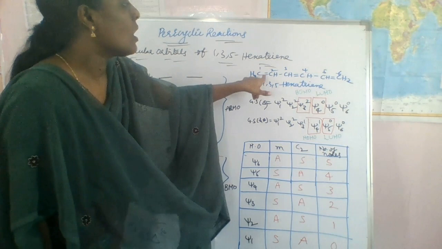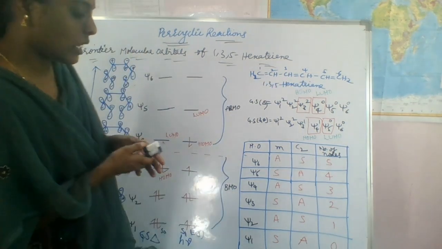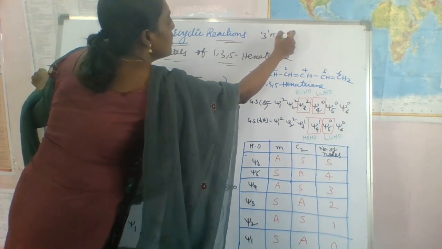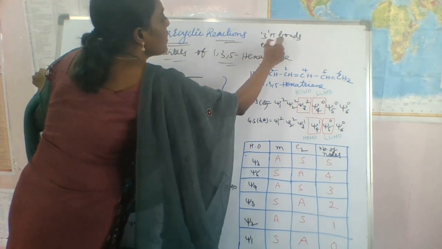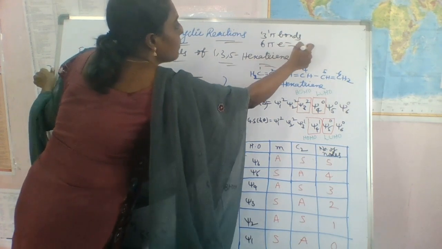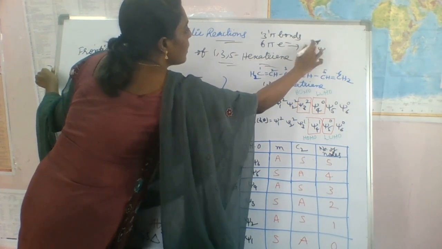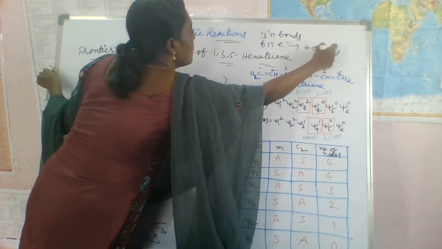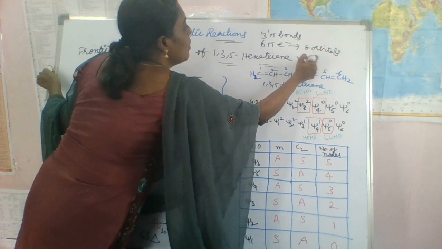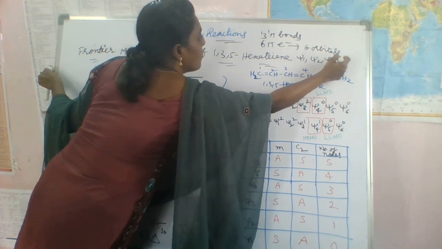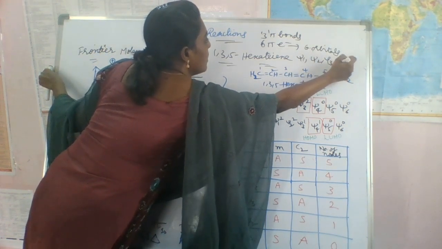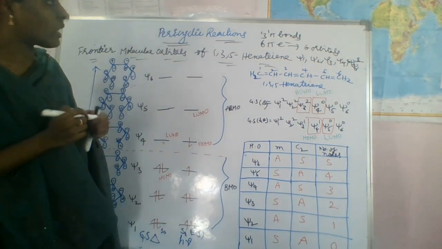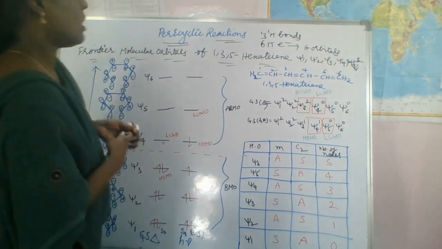Here, how many pi bonds are there? Totally 3 pi bonds are there, right? 3 pi bonds means 6 pi electrons are involved, which means 6 pi orbitals are involved, which are nothing but psi 1, psi 2, psi 3, psi 4, psi 5 and psi 6, right? So like that we have to construct these orbitals.